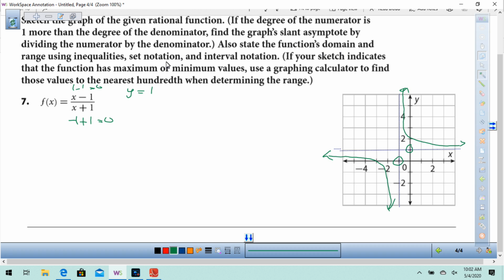Also state the function's domain and range. So the domain is going to be x such that x is not equal to -1, and range is going to be y such that y is not equal to +1. Okay? Because here you have a horizontal asymptote at y equals 1. You have a vertical asymptote at x equals -1.